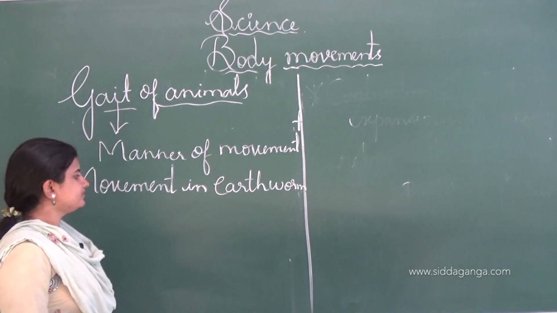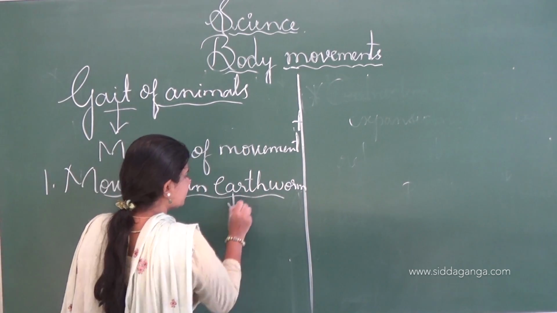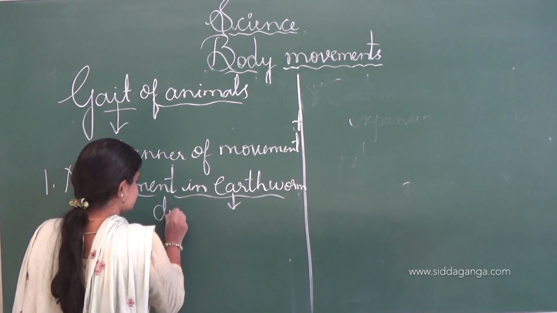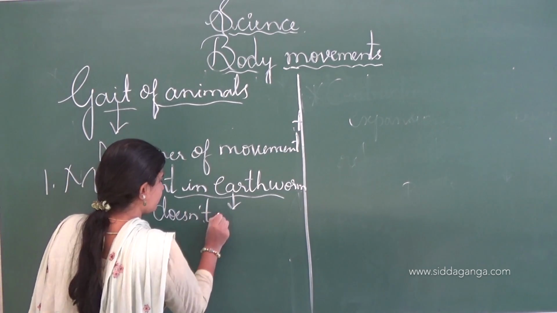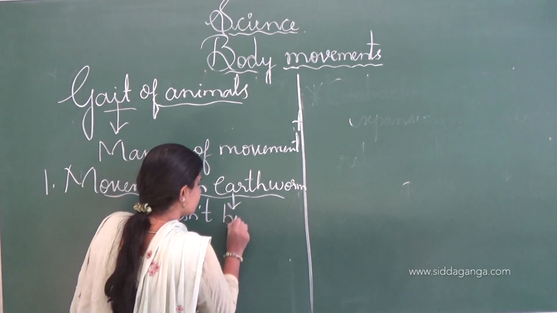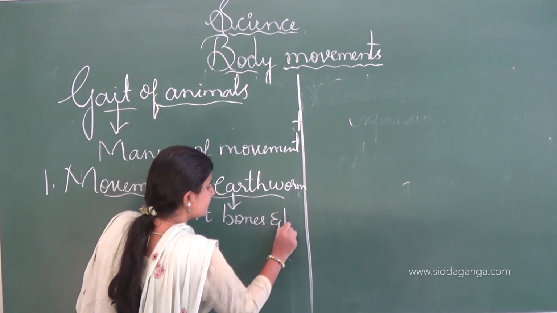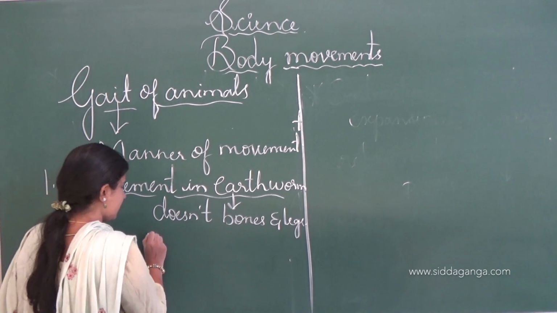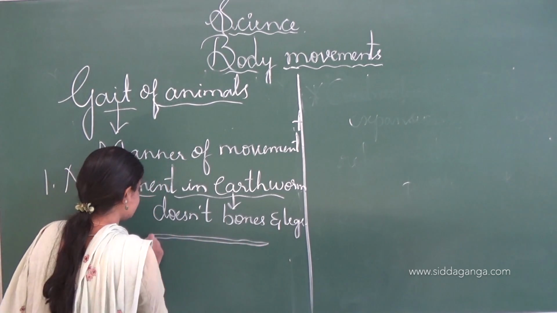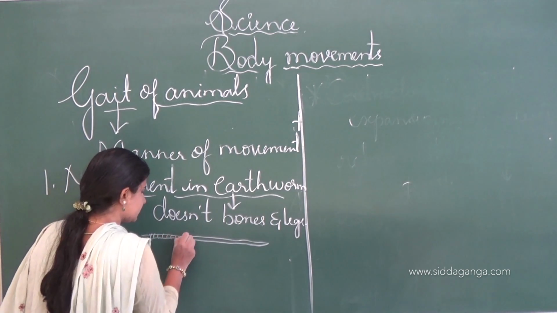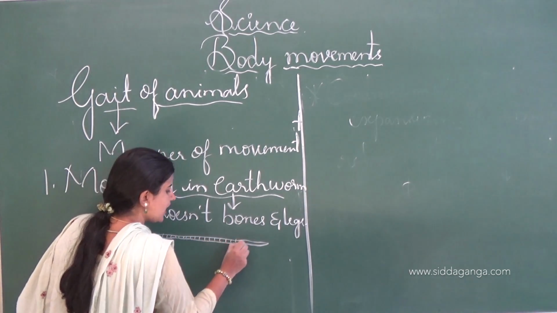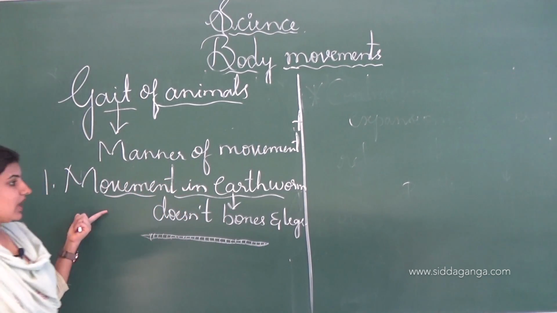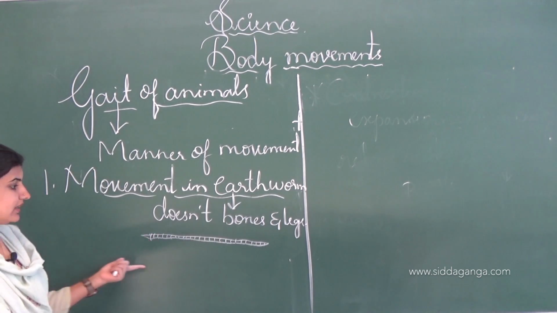The earthworm doesn't have any bones or legs. And the earthworm has rings. I will draw here. Consider this is the earthworm having rings on its body surface, which help it to glide on the ground. This earthworm slides on the ground.